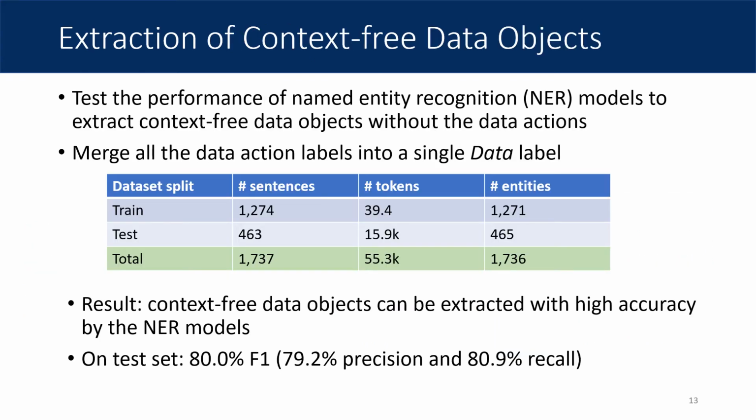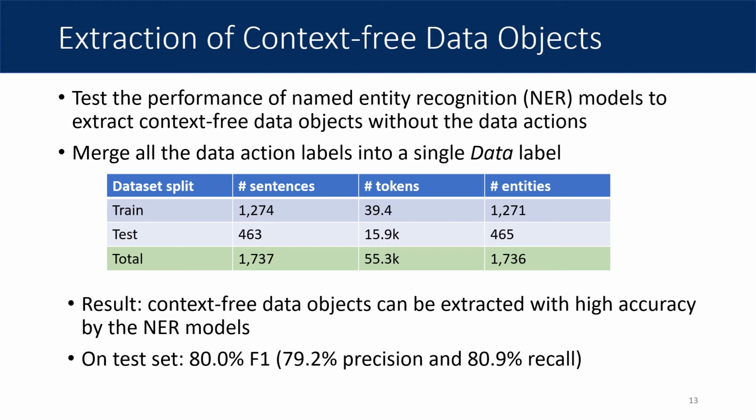We hypothesized that the low F1 scores of the models were due to the limitation of the named entity recognition, or NER model, which was designed to extract context-free named entities rather than context-dependent data objects and practices. Therefore, we test the performance of NER models to extract context-free data objects without the data actions. We derive a set of data object entities by merging all of the data action labels into a single data label.